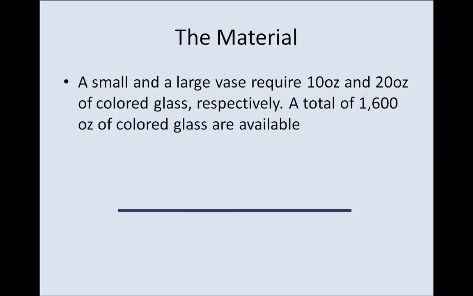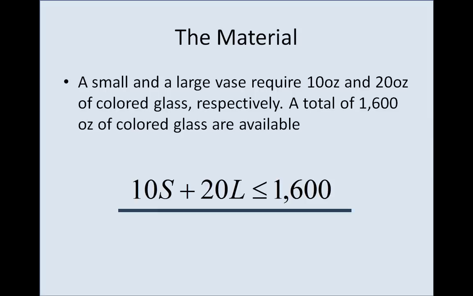Another constraint concerns the material. A small and a large vase require 10 ounces and 20 ounces of colored glass respectively. A total of 1600 ounces of colored glass are available. The corresponding constraint is thus 10S plus 20L less than or equal to 1600.